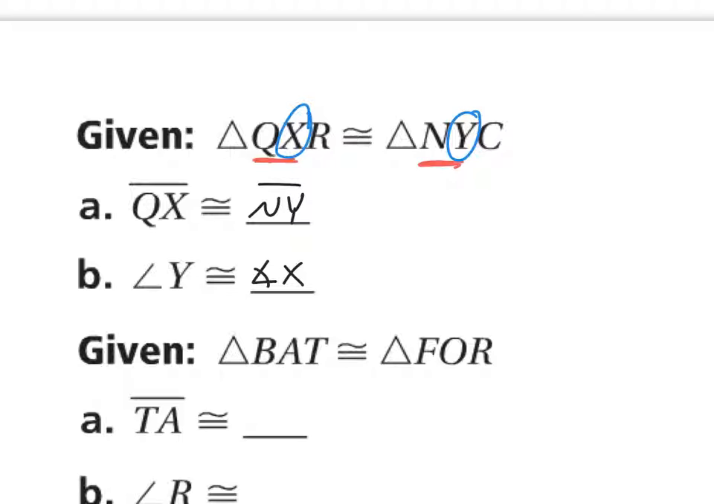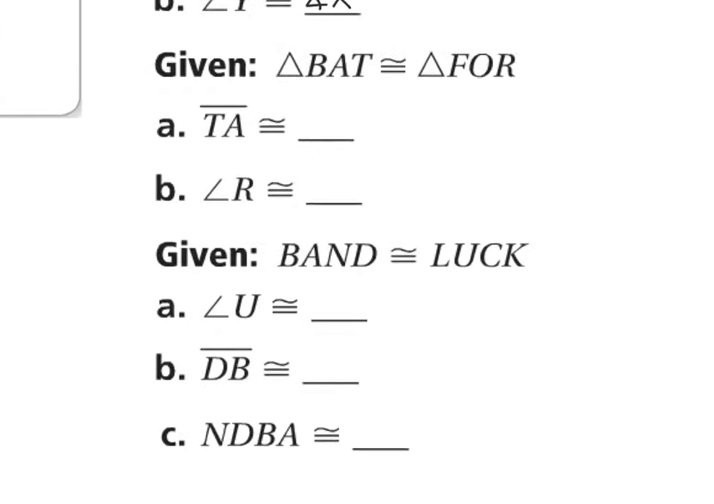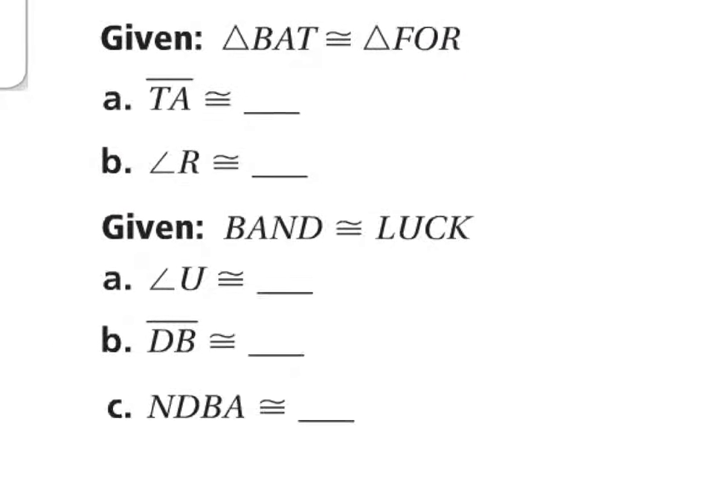So, I want you guys to take the next minute and fill out the next 5 blanks. Ready, set, go. All right, Sierra, line segment TA, what's that congruent to? RO. Line segment RO. Could I have called that line segment OR? Absolutely. There's nothing wrong with that.